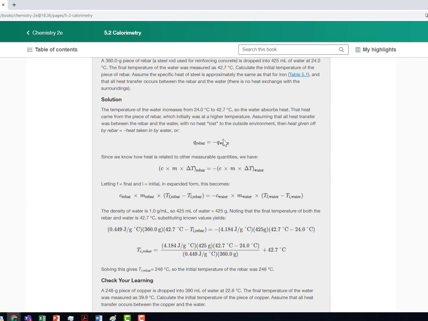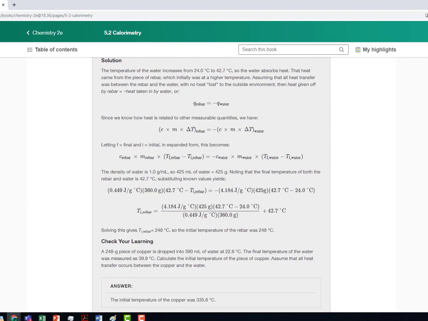So then basically each one of these is a heat equation. So we would then replace each of these with a heat equation. So we have specific heat capacity times mass times delta T for the rebar is equal to negative specific heat capacity times mass times delta T for the water. Okay, so again, very important to be clear about what these are for, because we have multiple things here, and each one of them is for a different thing. We'll have multiple heat capacities, multiple masses, multiple temperatures.